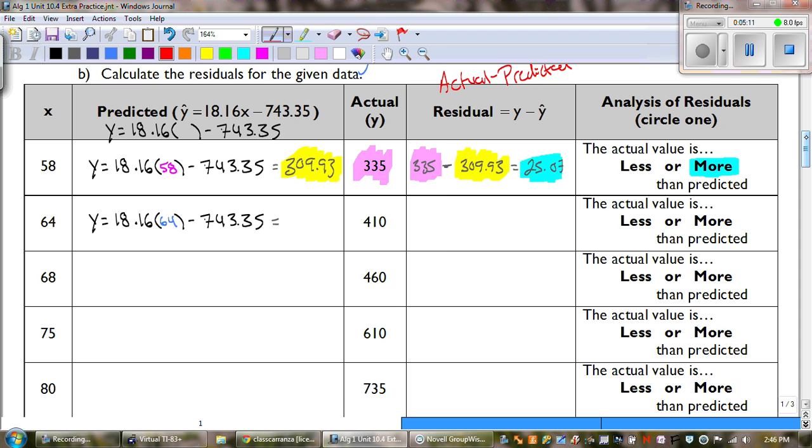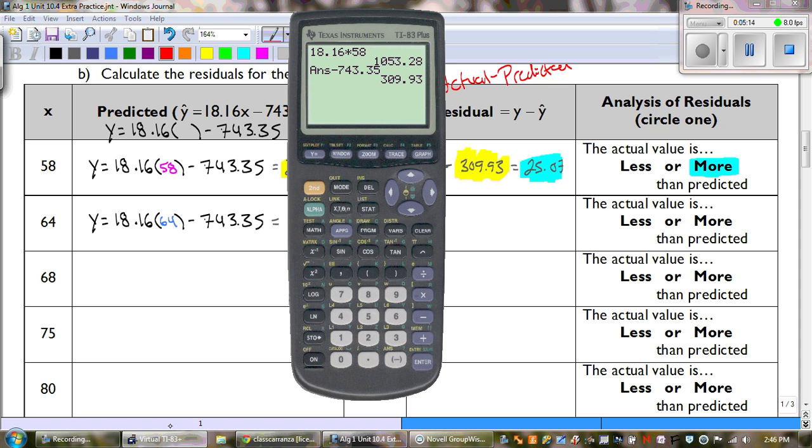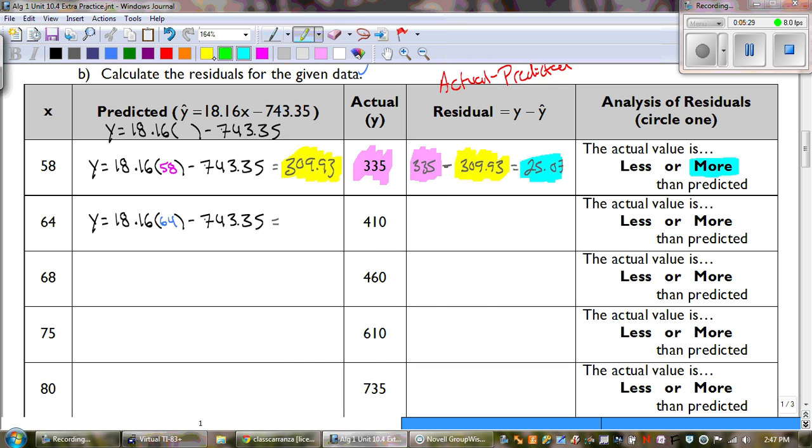Okay. Let's look at the next one. The next one we had to plug in 64. So I have 18.16 times 64. If you want to do this all at once, you can do it too. And we get 418.89. So that's our first answer. 418.89. Okay, and then we're going to subtract the 410 minus 418.89, and what do we get?